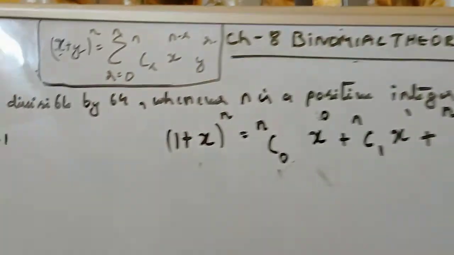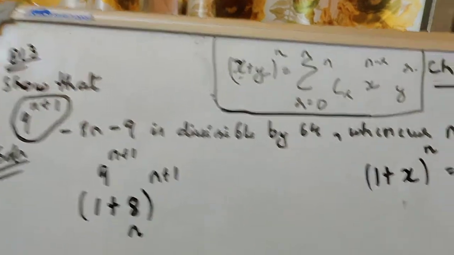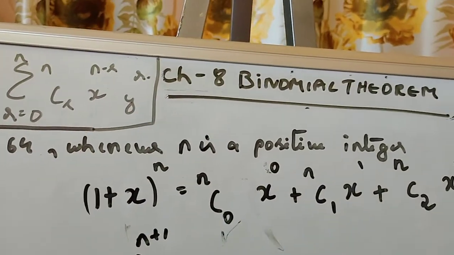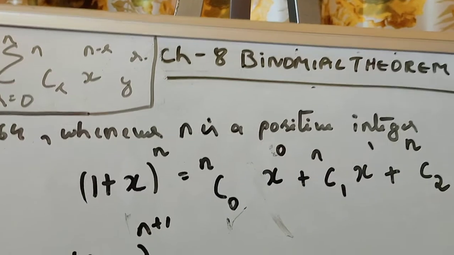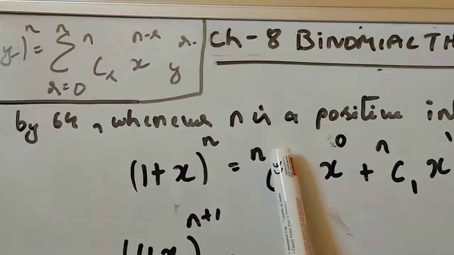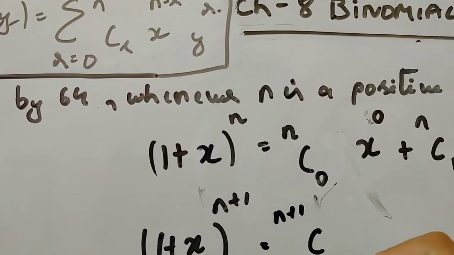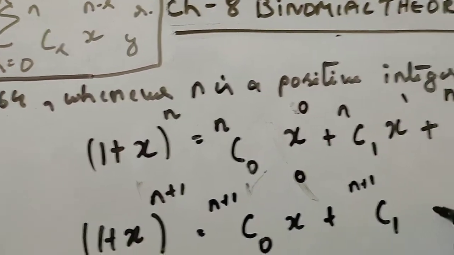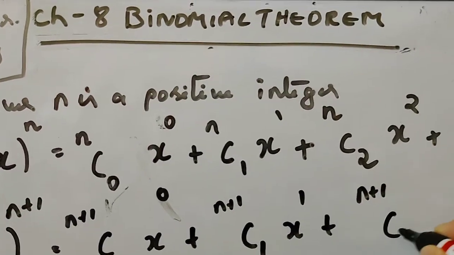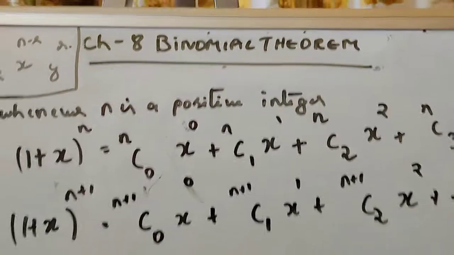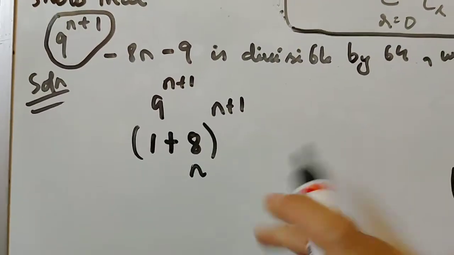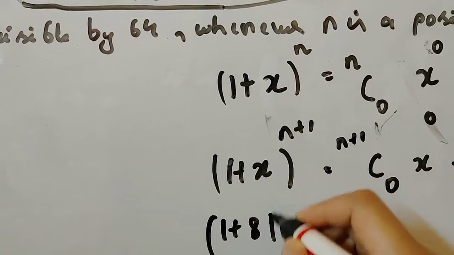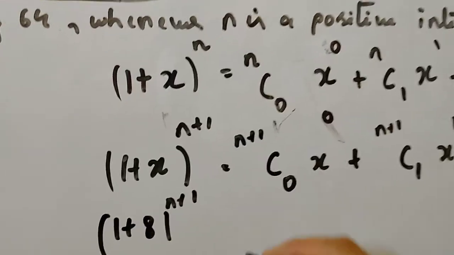Now here the term is n plus 1. (1 + x) to the power n plus 1 is simply going to be the same thing, but in place of n it is going to be n plus 1. So n+1C0 x to the power 0, plus n+1C1 x to the power 1, plus n+1C2 x to the power 2, and it will go on. Similarly, for (1 + 8) to the power n plus 1, simply in place of x I will put 8.